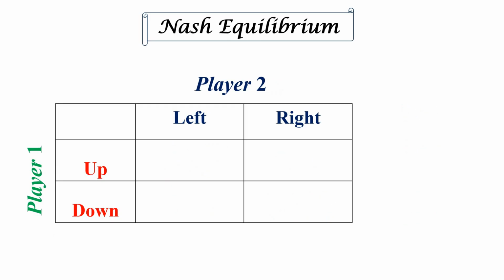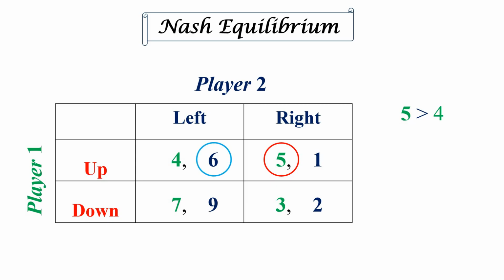Now consider another game where the payoffs for player 1 are, as before, the green color numerical digits, and the blue color numerical digits are for player 2's payoffs. Given this example, if player 1 wants to play up, then he is going to play 5 because 5 is greater than 4. At the same time, given the strategy of player 1, player 2 will play 6 because 6 is greater than 1.